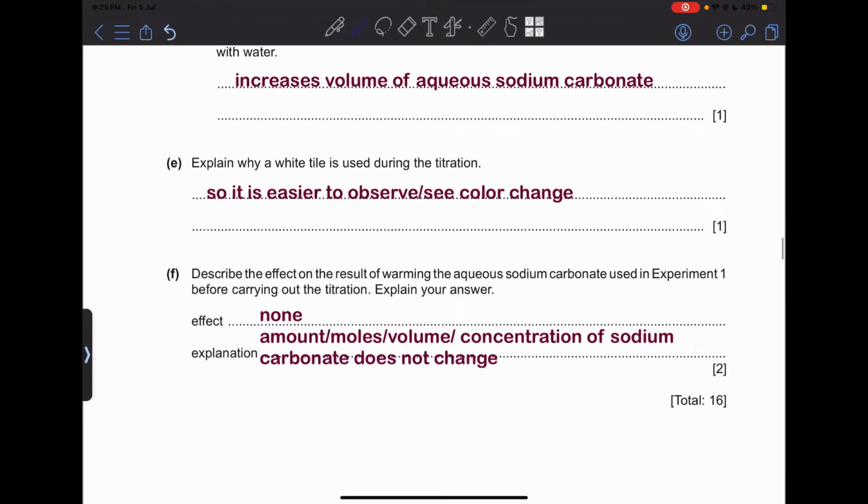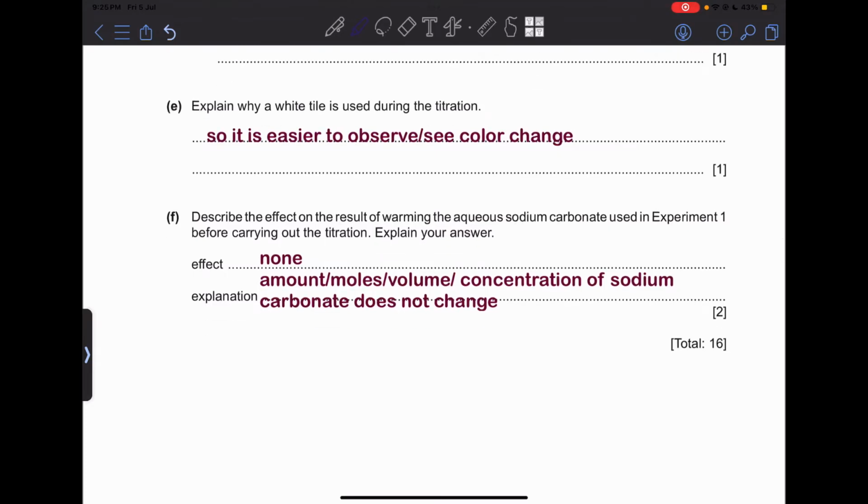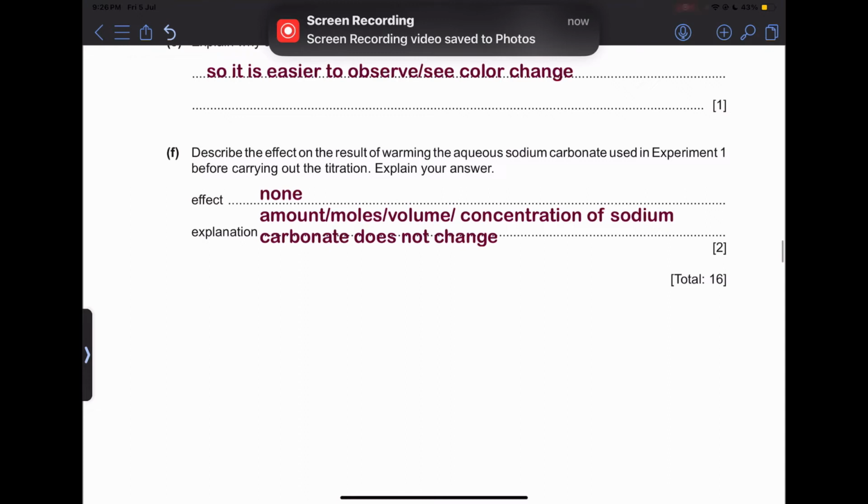E says, explain why a white dye is used during the titration. So it is easier to observe the color change. A white tile can show us clearly the color change compared to if you put it on another color. It's also not very accurate; you should use a colorimeter.